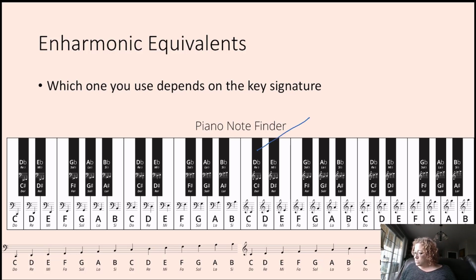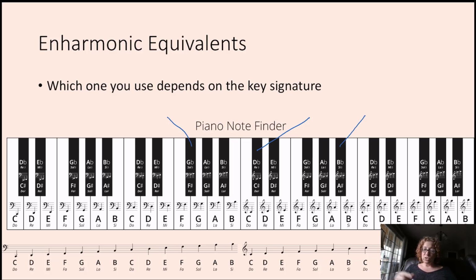So this could be C sharp or D flat, right? Here's another one. Let's say here, the one that we talked about before, this could be A sharp or B flat. This could be G flat or F sharp, right? They're enharmonic equivalents. So how do you know which one to choose?